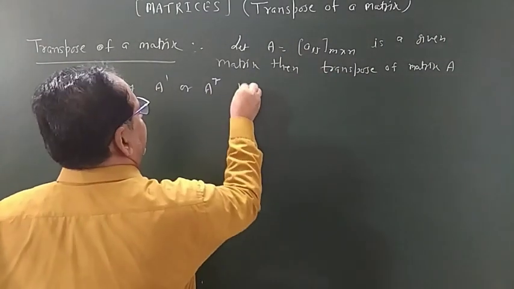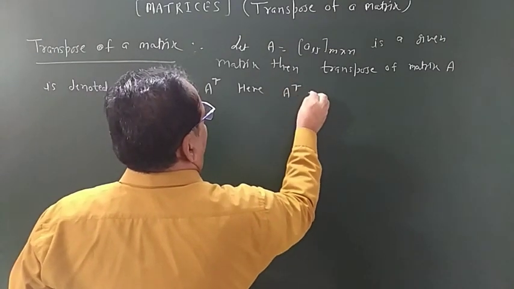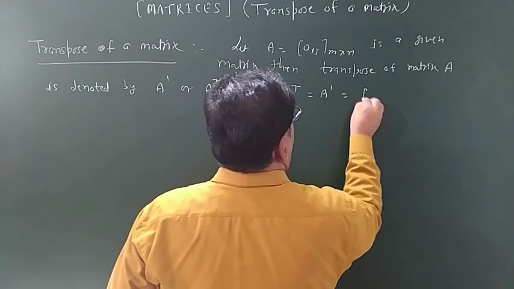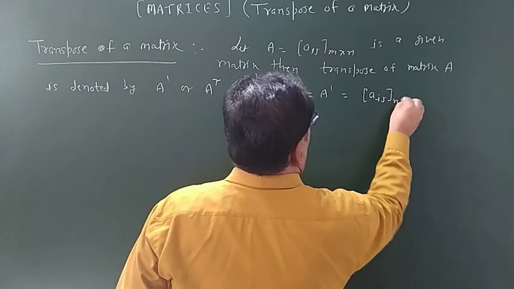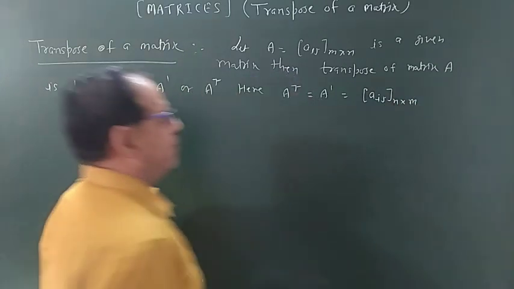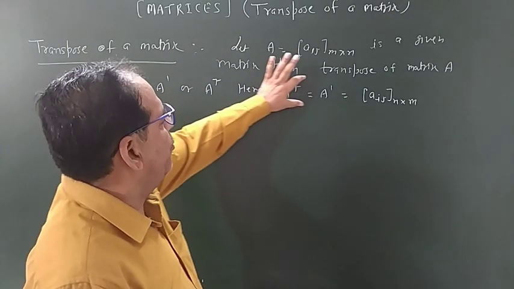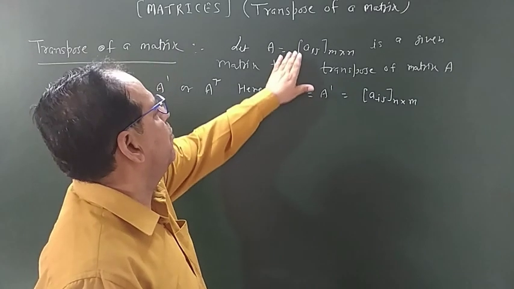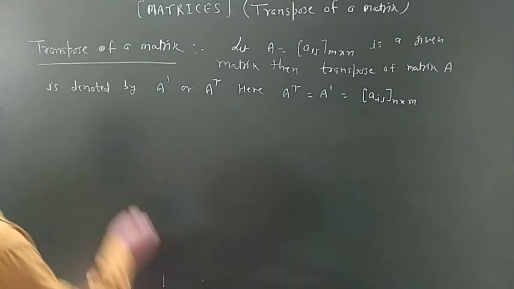Here A transpose equal to A dash equal to Aij n cross m. Now this shows that the transpose, which can be obtained by interchanging the row and column of the given matrix, is called transpose of a matrix.